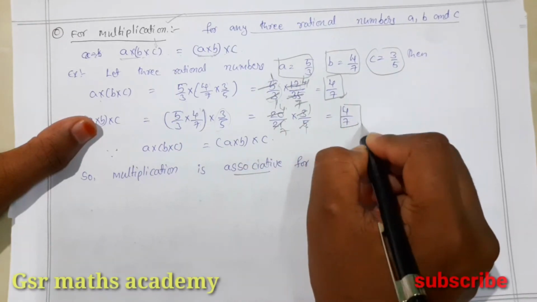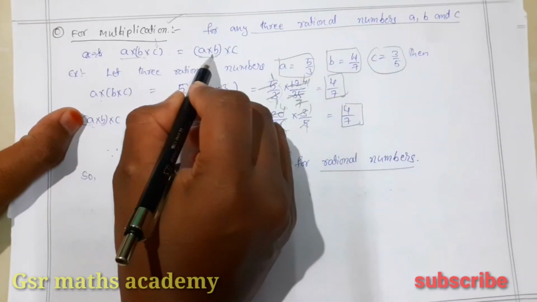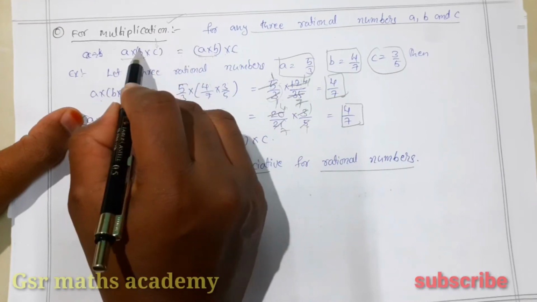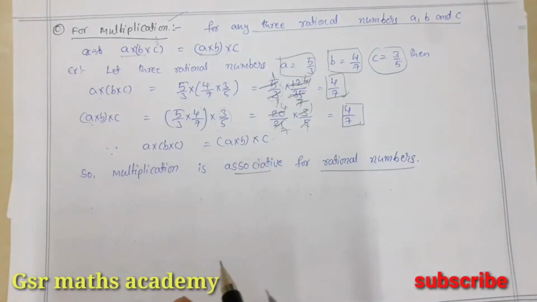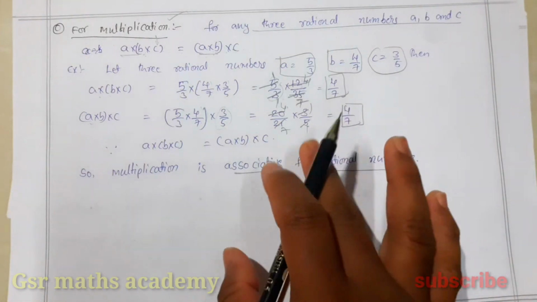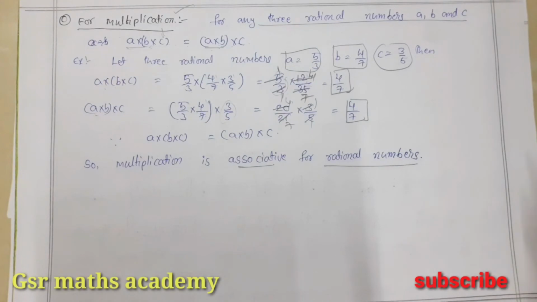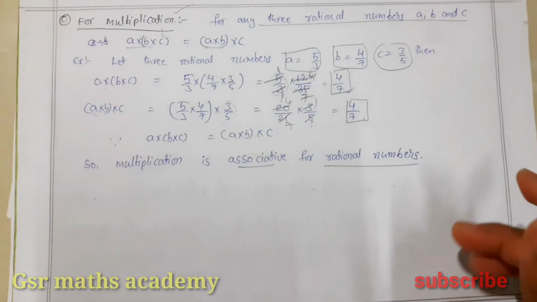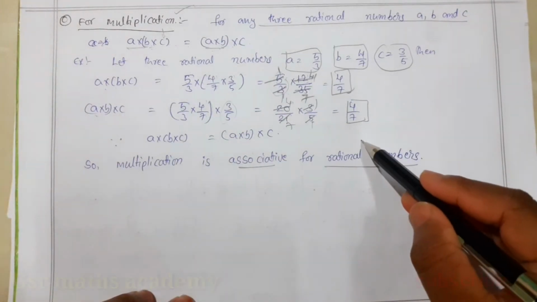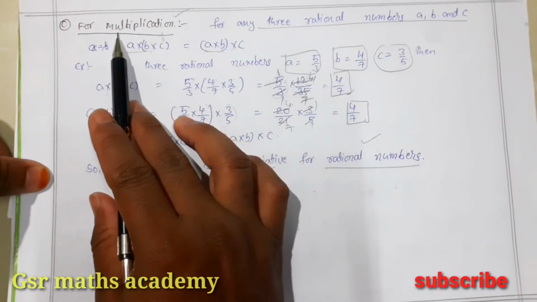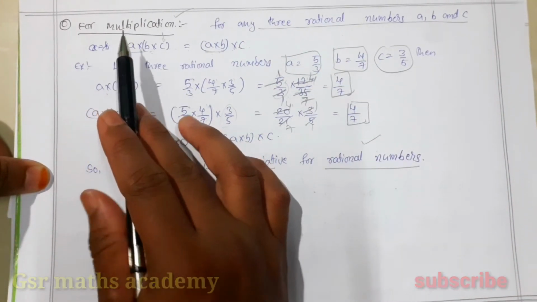That means if you change the group of numbers while doing the multiplication, then also you get the same answer. That's why we say that multiplication is associative for the rational numbers, and we can say the set of rational numbers, or collection of rational numbers, follows the associative property for multiplication.